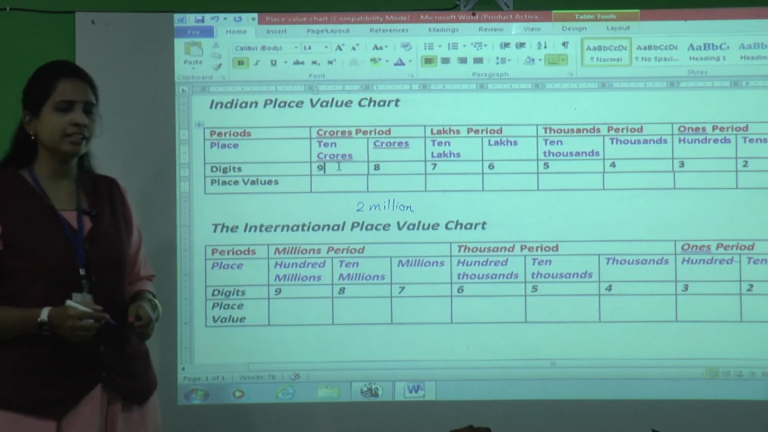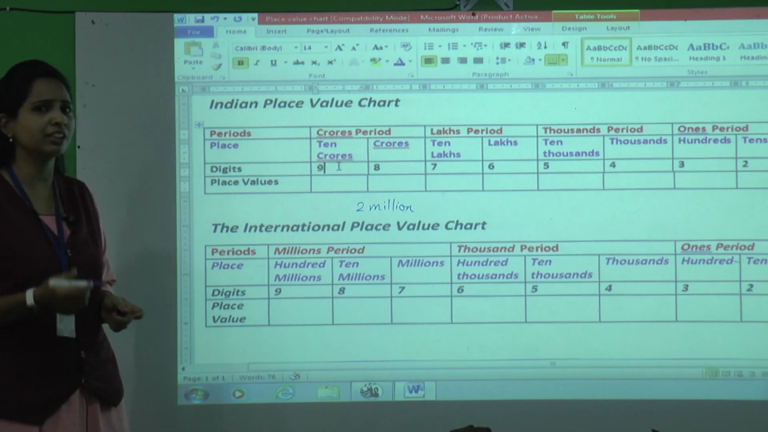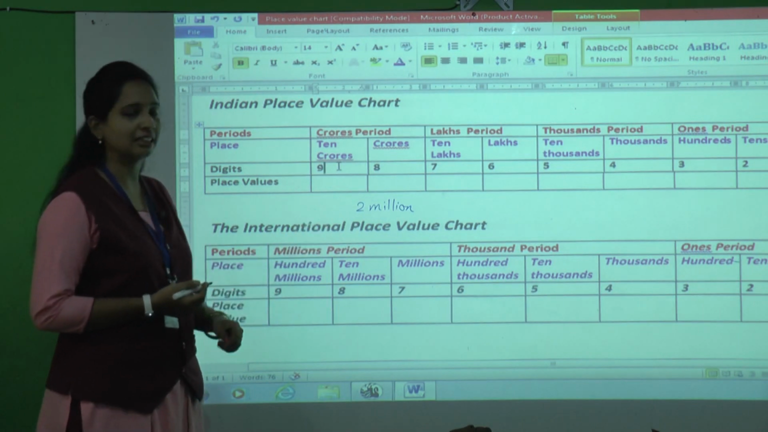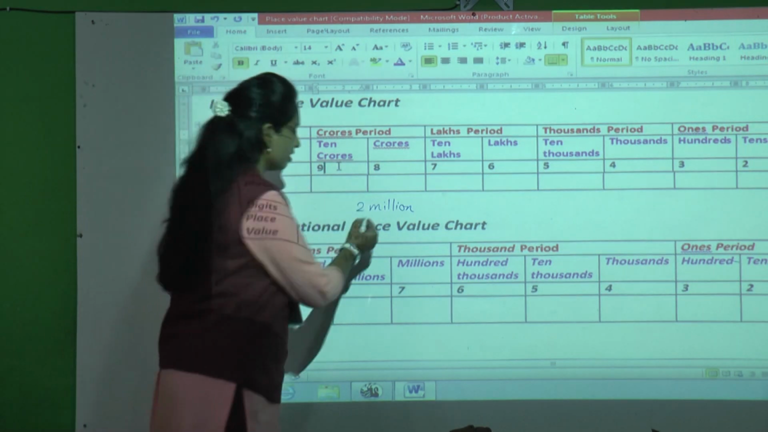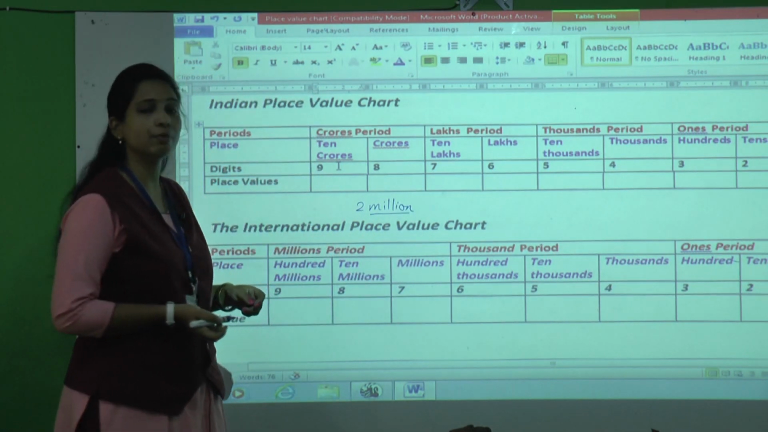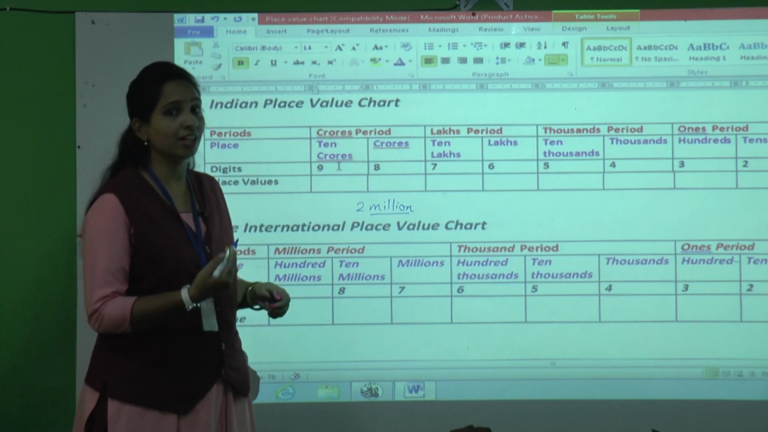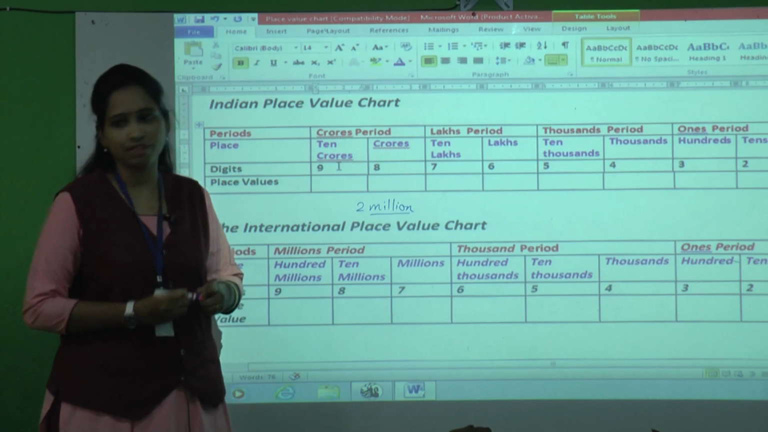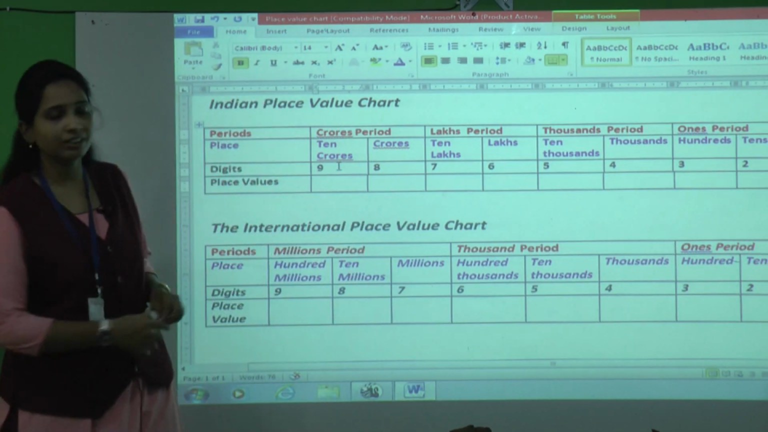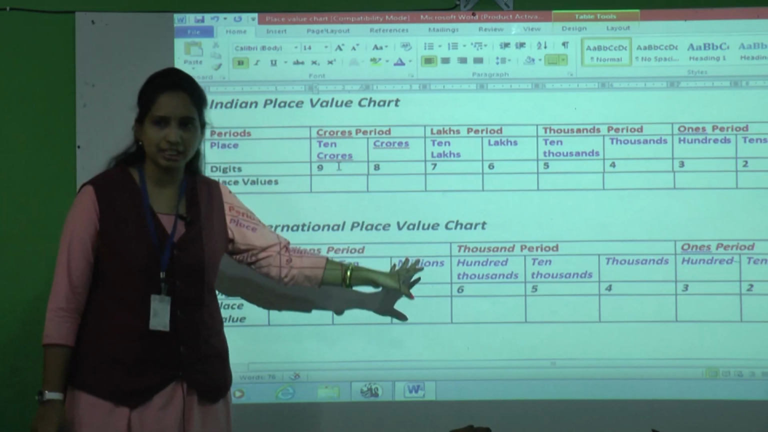What is this 2 million? Do you know? You will think, what is this 2 million rupees? You will be confused. This is nothing but we use millions in the international place value. When we want to read this number, 2 million is used in the international place value. We have learned in our last session. I will teach you with a comparison of the Indian place value chart and the international place value chart.